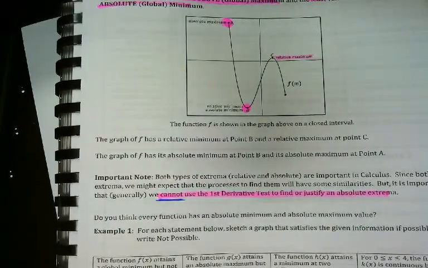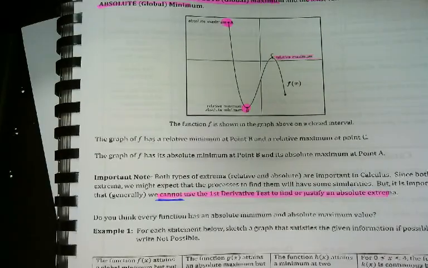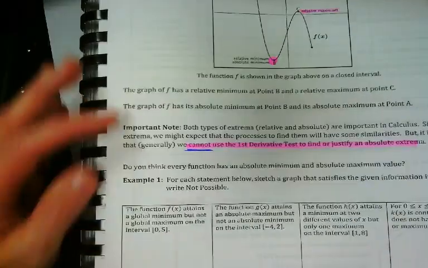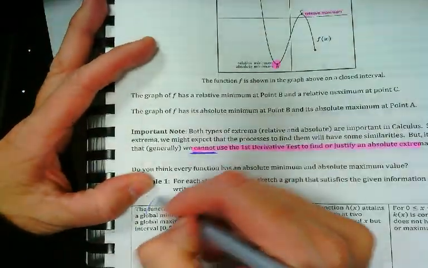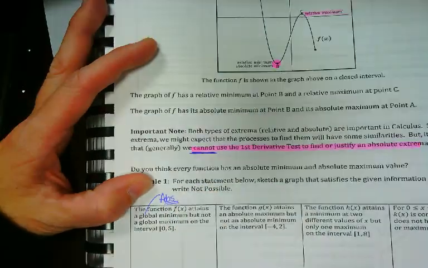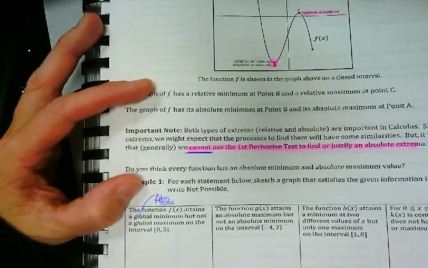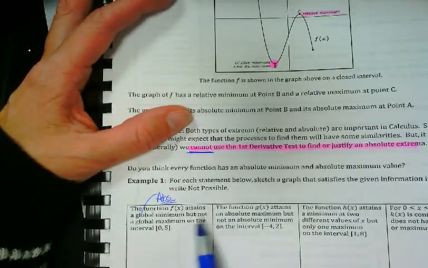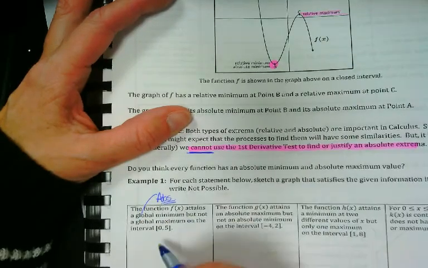It says, do you think every function has an absolute min or max value? For each statement, sketch a graph that satisfies the condition below. So in example 1 here, it says the function attains a global min, but not a global max. So global, again, is synonymous with the word absolute. I've really never seen them use global. There's a few textbooks, but I don't believe our AP ever uses it. It's going to say absolute. We want to draw something that has a global or absolute min, but not an absolute max.